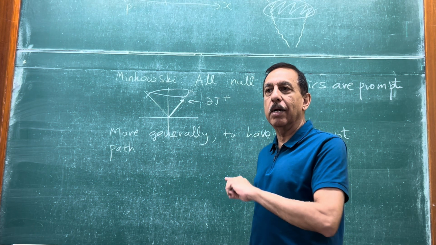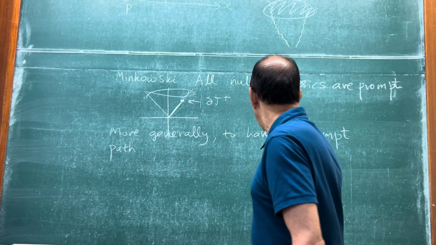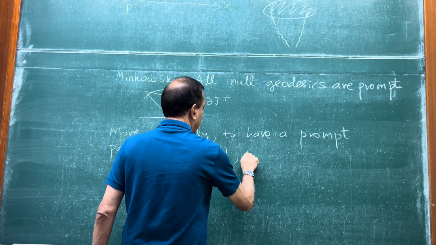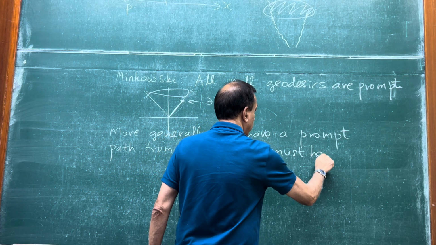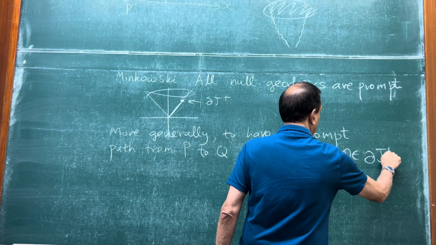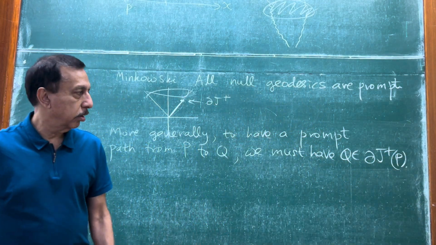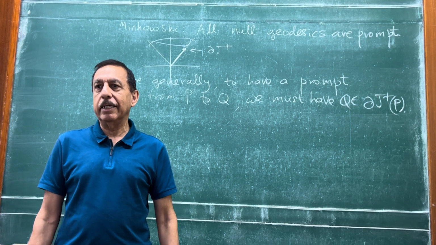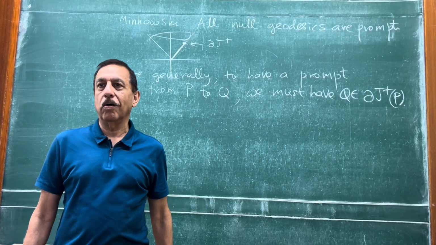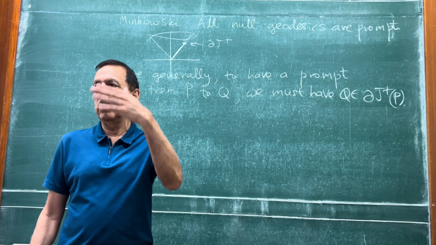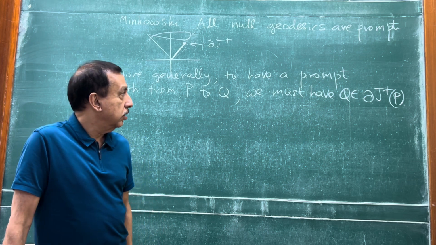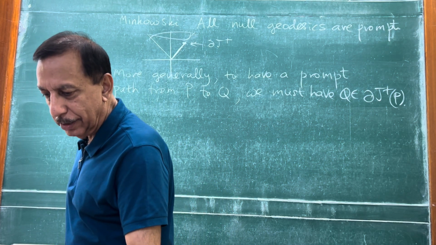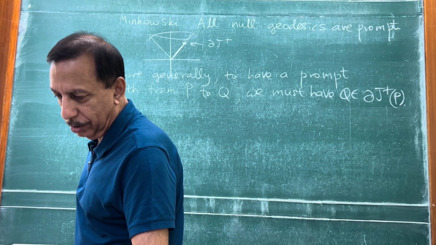So therefore, we are trying to find a condition where Q should be for the path to be prompt. And so to have a prompt path from P to Q, we must have Q in the boundary of J plus of P. To have any causal path from P to Q, of course, Q must be in J plus of P. But if it's in the interior of J plus of P, just by going to a little local Minkowski neighborhood of it, you can see that there's always a way to speed up a bit and just reach earlier. Because if it's in the interior of J plus, then it is time-like separated from you, and then you can always try to go faster. It's only when it's on the boundary that you can't go faster.